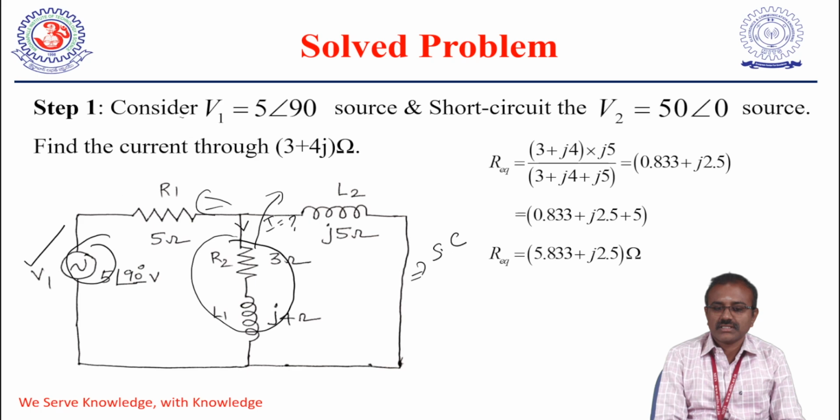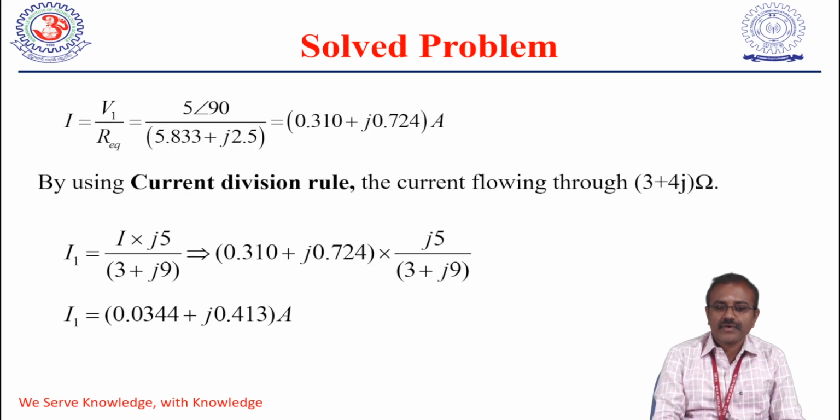The equivalent impedance is (3 plus 4j) ohms into 5j divided by (3 plus 4j plus 5j) ohms. Collectively we get this value, which will be added to our 5 ohm resistor. So we find R equivalent equal to 5.833 plus 2.5j ohms. Next we have to find the current through the 3 plus 4j ohms. Up to this point we found the equivalent impedance of the circuit. Next we need to find the total current of the electrical circuit.